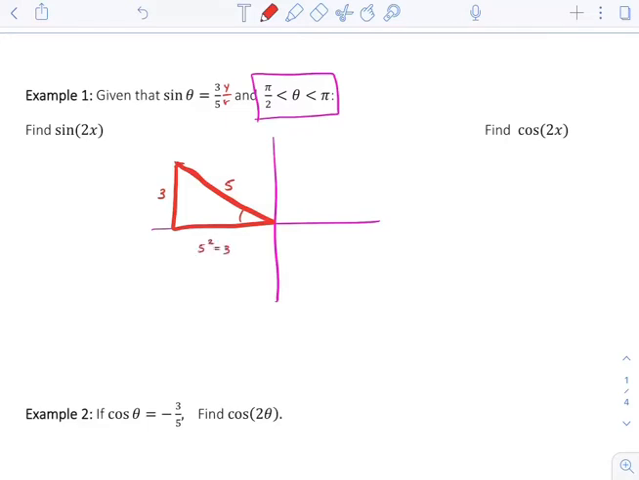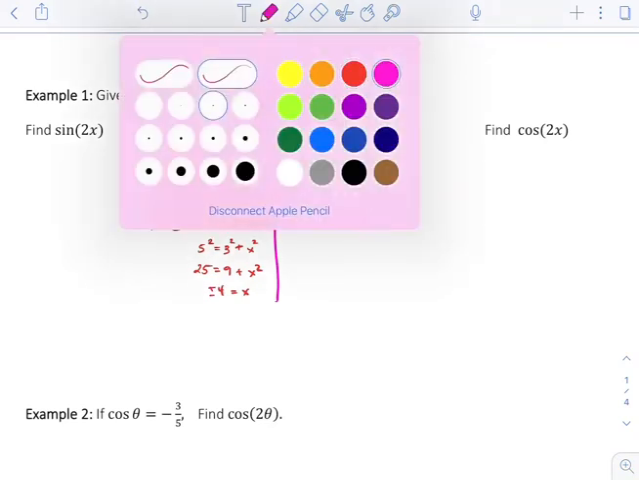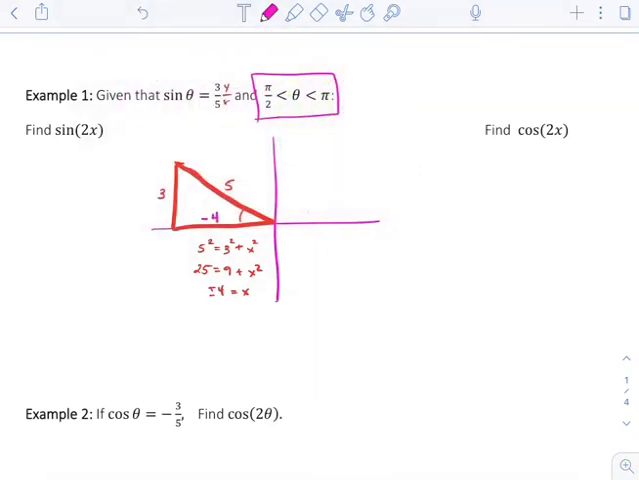5 squared is equal to 3 squared plus x squared, let me say. We get 25 is equal to 9 plus x squared, and when I solve it through, we're going to get x is equal to positive or negative 4. So since we're to the left, we're going to assume that's minus 4. So how is that useful to us?